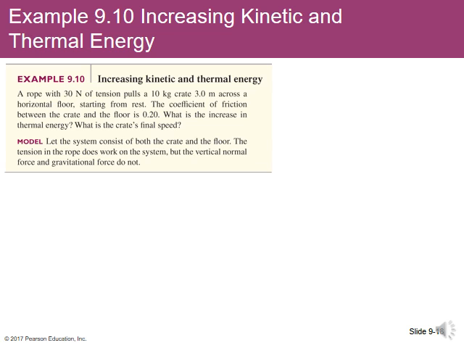So let's look at an example problem of doing just that. In this case, we have a rope with 30 newtons tension. It pulls a 10-kilogram crate 3 meters across the horizontal floor starting from rest. And the coefficient of friction between the crate and the floor is 0.2. How much does the thermal energy of the system increase? And then what is the crate's final speed?